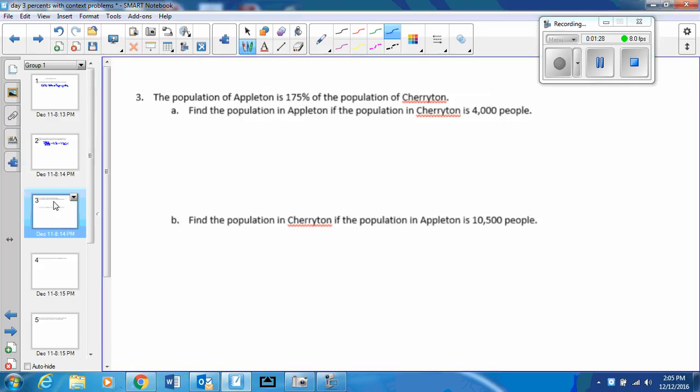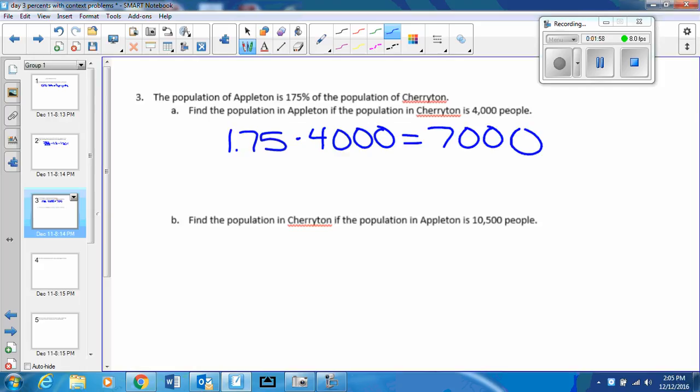Question 3, the population of Appleton is 175% of the population of Cherryton. Find the population in Appleton if the population in Cherryton is 4,000 people. So I change 175% into a decimal, 1.75, and multiply that by the population of Cherryton, 4,000. Use my calculator to do that multiplying. That gives me the population of Appleton is 7,000 people.